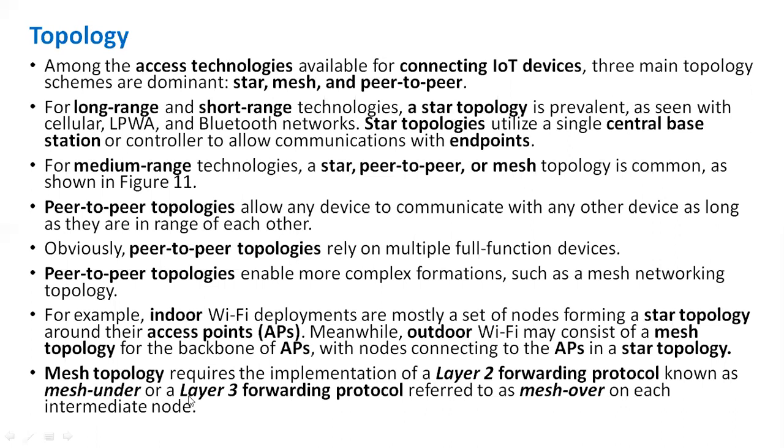So to implement mesh topology, we require a layer 2 forwarding protocol, which is usually called mesh under. And also, if a layer 2 protocol is not available, then we can go for a layer 3 forwarding protocol, which we usually call mesh over. As the names themselves say, layer 2 is mesh under and layer 3 is mesh over. Any one of them is required, not both.